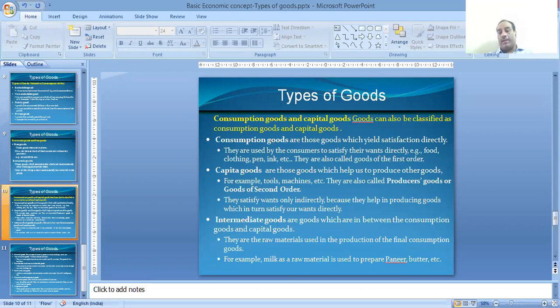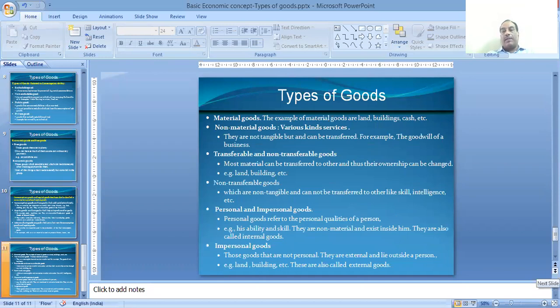The third form is intermediate goods. Intermediate goods are those goods which are in between the consumption goods and capital goods. They are the raw materials used in production of final consumption goods. For example, we eat bread every day. Bread is prepared out of wheat, and to prepare bread, we need to convert the wheat into the form of flour. So wheat is the primary product, then flour is the intermediate, and then the bread, which is consumed, which is the ultimate, is the consumption good. So this is another definition.